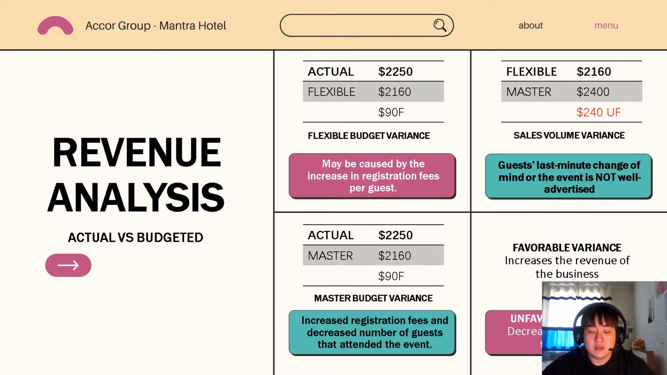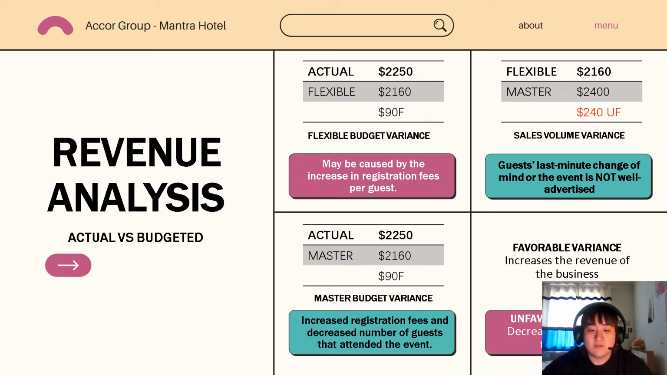On the other hand, the computation of sales volume variance shows a $240 unfavorable variance, which means that the actual units sold are lower than the budgeted unit sales. Unfavorable sales volume variance decreases the profit for the event. The reason behind this is that guests may have changed their minds last minute about attending the said conference due to personal reasons, or the event is not marketed enough to reach its target audience.